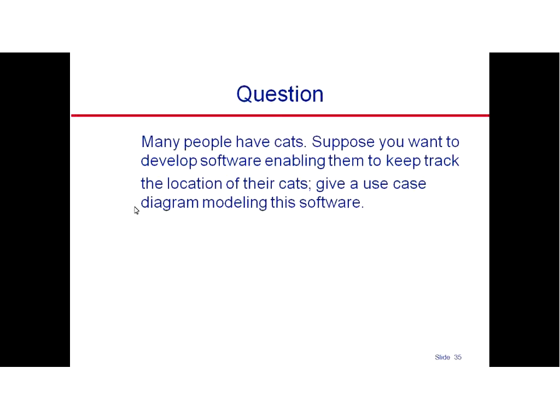Many people have cats. Suppose you want to develop software enabling the people to track the location of their cats. So people own cats, and their cat moves here and there, inside or outside your home. So what you want is a software, for example, on your mobile phone, to track the location of their cats. Give a use case diagram modeling this software. So just imagine that you have an application on your mobile phone which is tracking your cat.